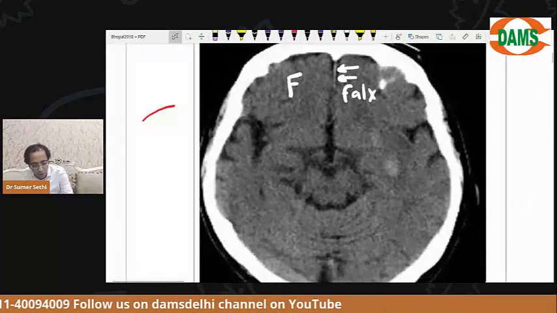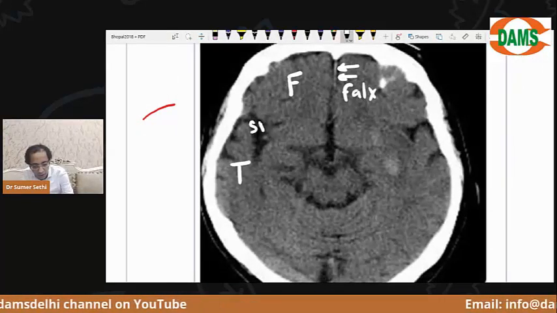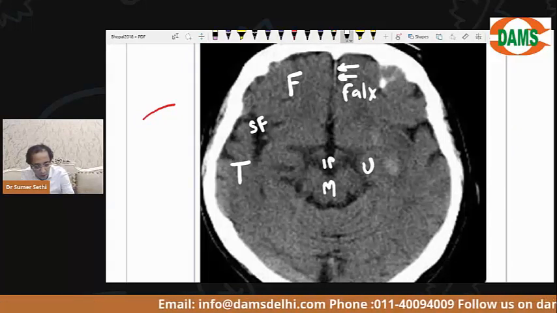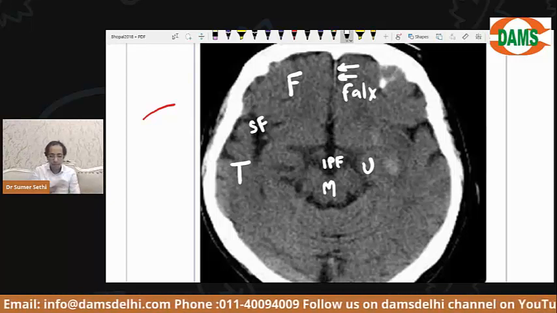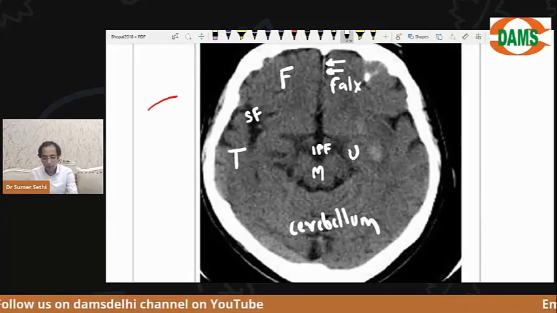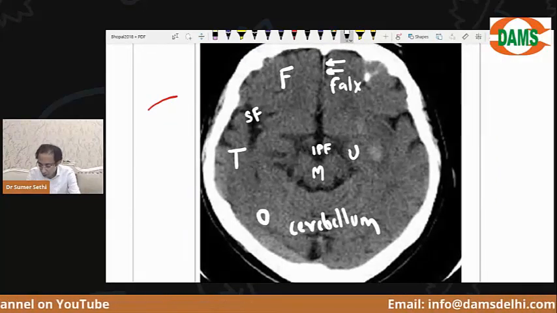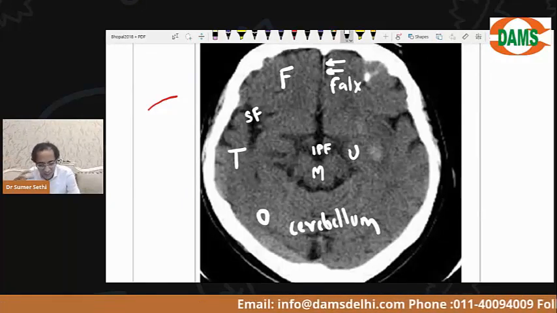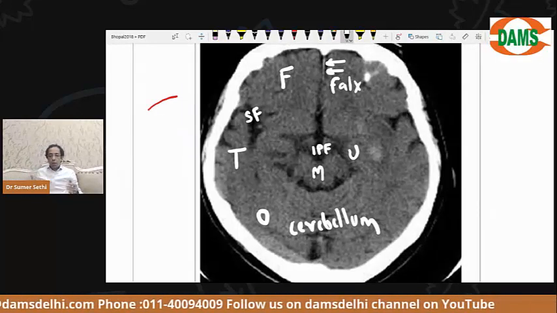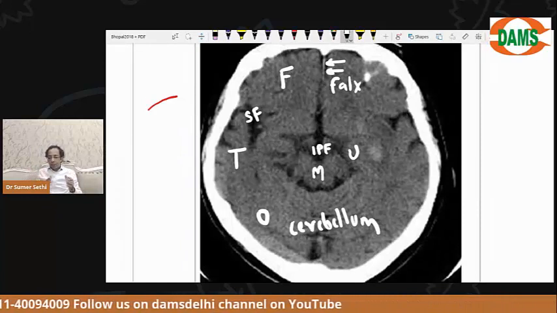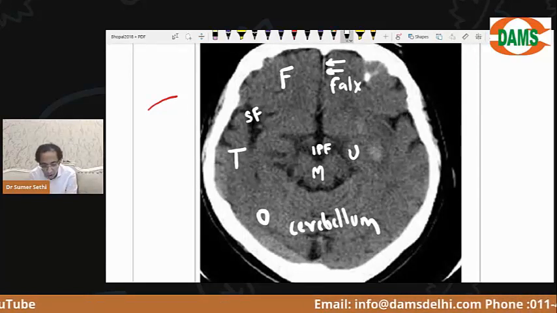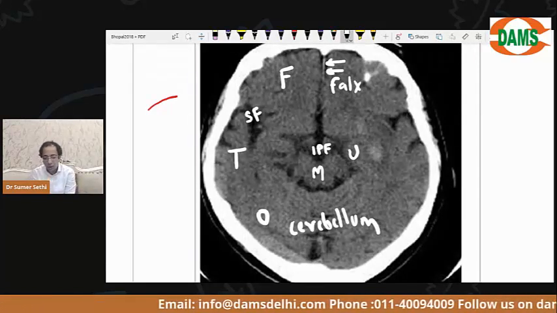Now this is your temporal lobe. This is the area of the sylvian fissure, midbrain, uncus, interpeduncular fossa. Cerebellum. So what I want you to do is look at the picture in front of you. आगे की तरफ frontal lobe है, पीछे टेम्पोरल, उसके पीछे ऑक्सीपिटल लोब, थोड़ा सा सेरिबेलम का सुपीरियर पार्ट दिख रहा है हमें. We can see the midbrain. Anterior to midbrain, you can see the interpeduncular fossa. IPF is interpeduncular fossa, and you can see the uncus.